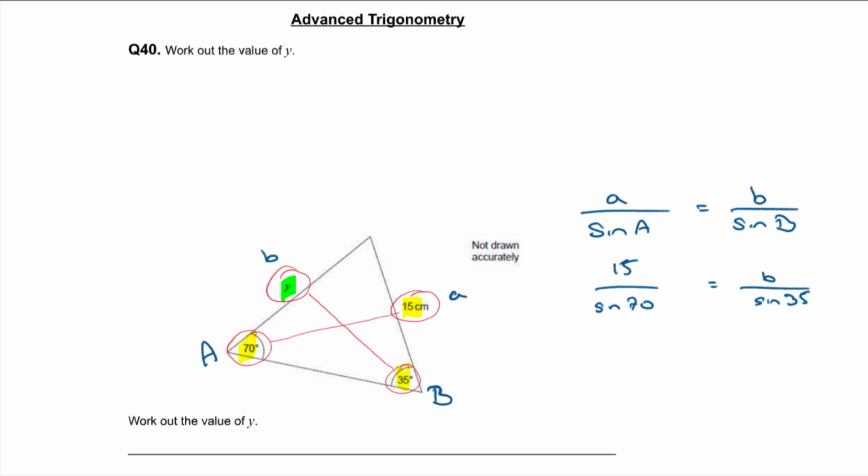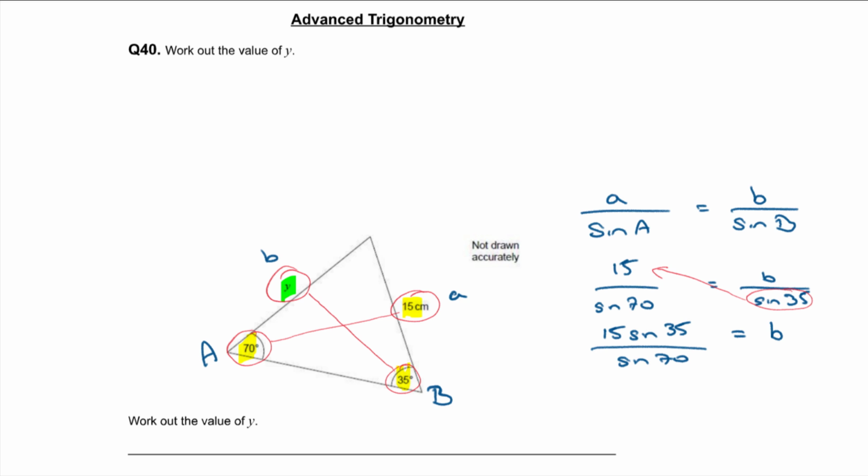Next thing is to rearrange the sine rule to get the thing you want to find on its own. So I'm going to move that up here. Because I put b at the top to start with, that makes the rearrangement a little bit easier. So b is going to be equal to 15 sine 35 over sine 70. Then it's just a matter of typing it into the calculator.